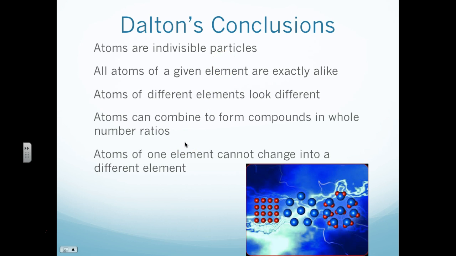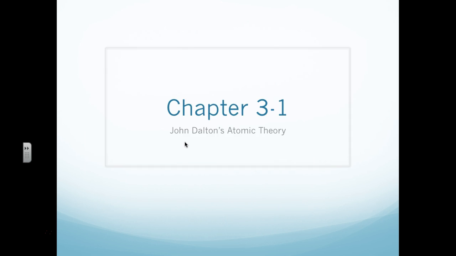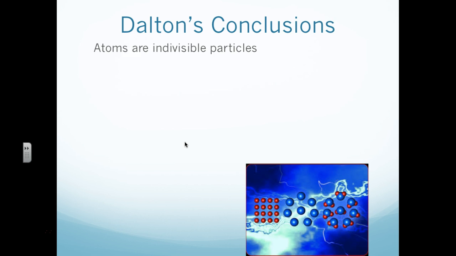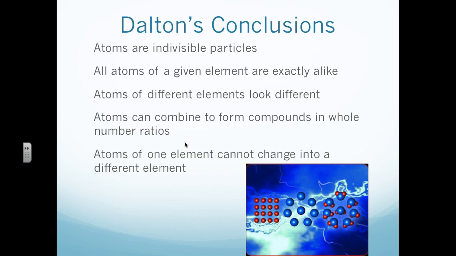So, that's basically it for all of Chapter 3, Section 1. It's just a very, very quick introduction about where we started getting the idea of atoms. So again, the main ideas to focus on: we have Democritus, who comes up with the idea of the atom, then John Dalton, who's the first to propose it, with his 5 conclusions about atoms. Again, atoms are indivisible. Atoms of one element are exactly alike. Atoms of different elements look different. Atoms can combine to make compounds, which are whole number ratios, and you can never change atoms of one element into atoms of a different element. And that's it.